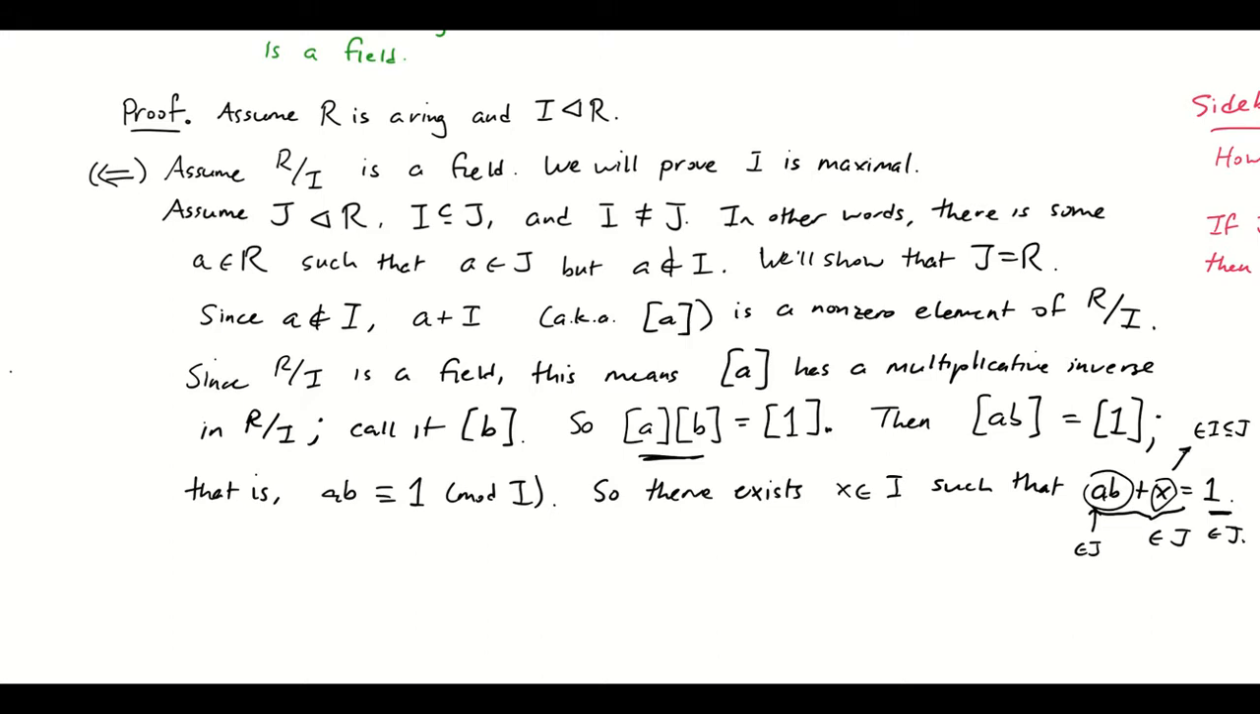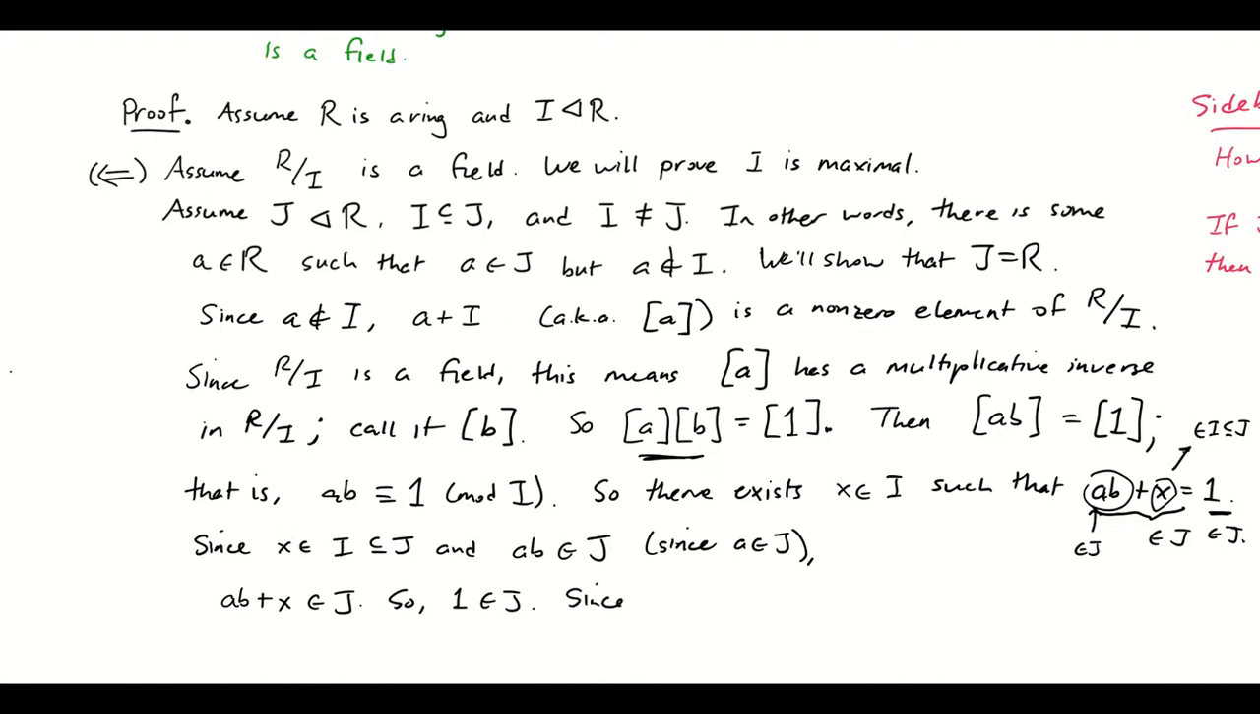So let's write down what we just found out, because that was a lot to write in just a sketchy algebraic notation there. But that's the reasoning that we need to use. Okay, so since X belongs to I, which is a subset of J, and AB belongs to J, since A belonged to J, AB plus X belongs to J, so 1 belongs to J, and since J absorbs multiplication, 1 times R belongs to J for every R in the ring. But then that means every element of R belongs to J.